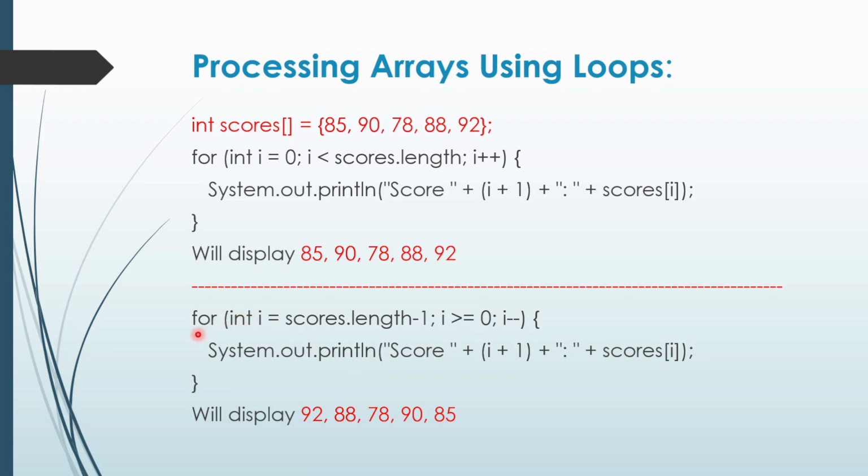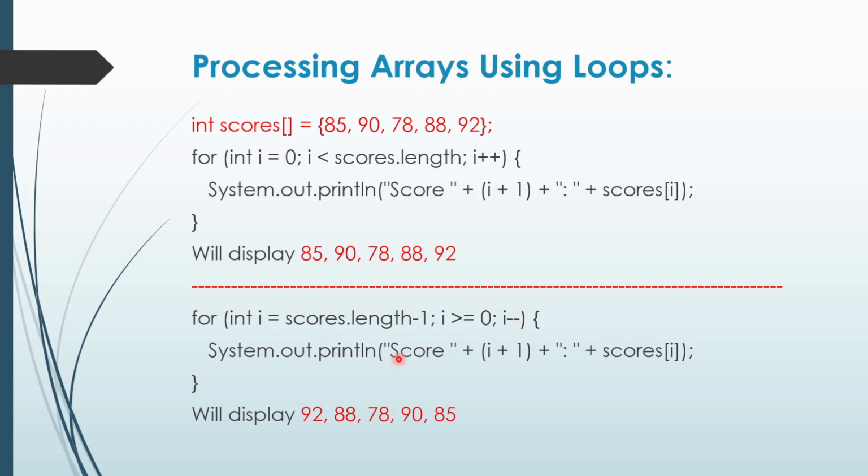What can be done if you need to display the array in reverse? So I want to start off with 4 and go up to 0. How do I do that? I say int i is equal to scores.length minus 1. Why scores.length minus 1? Because scores.length is actually 5, and I want to start with 4, so I subtract 1. So it starts with 4. i is greater than or equal to 0, so that means it goes on till it reaches 0.